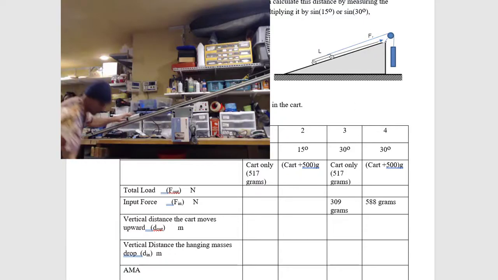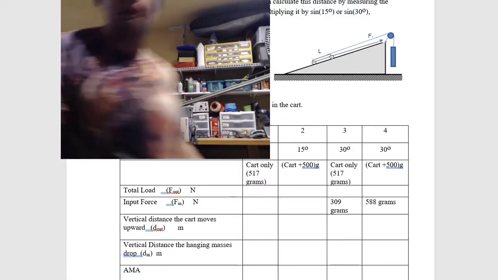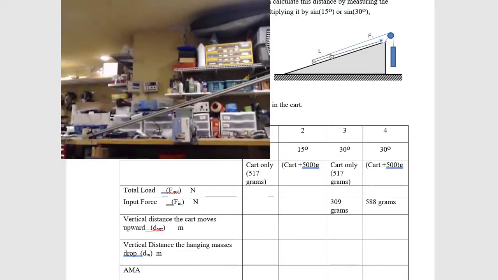All right, and I'm going to put that in the data. I'll say vertical distance, the cart moved upward 10 centimeters. Vertical distance, the hanging mass dropped 40 centimeters. And it's going to be the same in either case. So I can repeat this for the other one of 15 degrees that I'm going to do in just a minute.